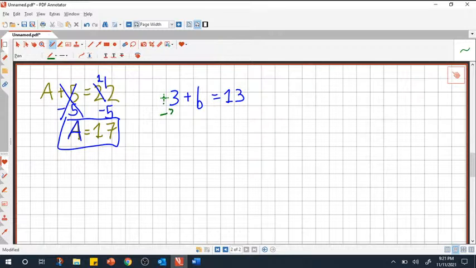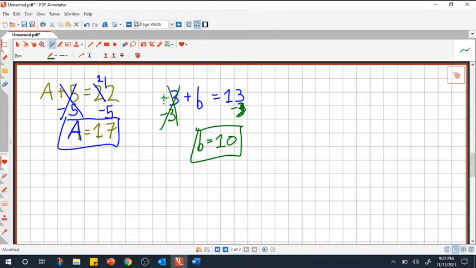Get rid of a positive 3 by subtracting 3. That'll leave plus b, but without that plus, it'll just be positive b. To create balance, I subtract 3 over here as well. I subtract 3 over here. Too many 3's. And I'm left with b equals 10. Okay? That's the idea behind solving equations.